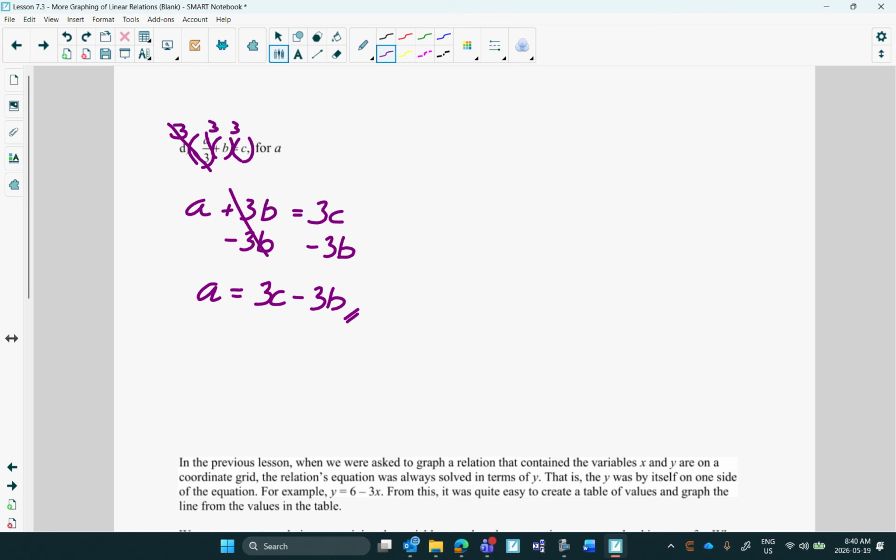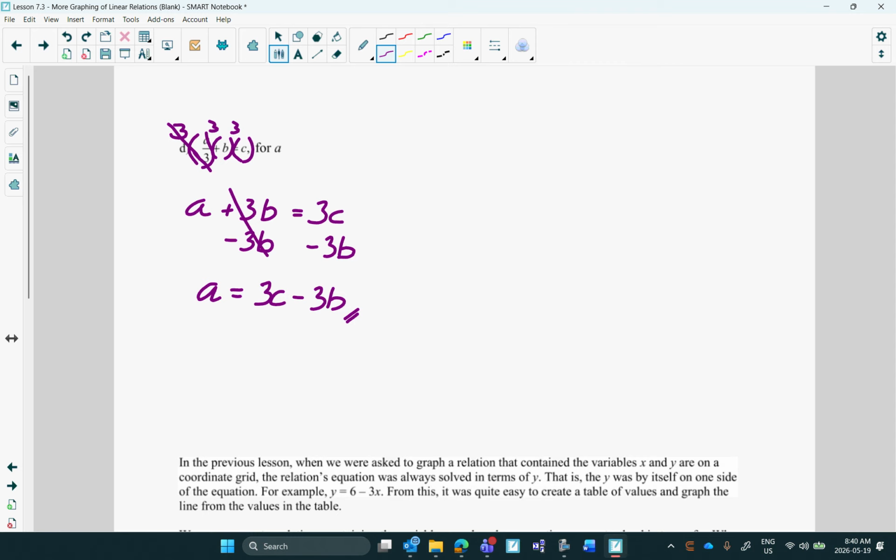All right, so remember, we started graphing equations that had x and y in them last lesson, where we made a table and we picked 0, 1, and 2 for x, and we calculated y. We plotted those points and we drew a line. That's what we're going to be doing now. But one thing you have to make sure of is that in the equation, y is by itself.